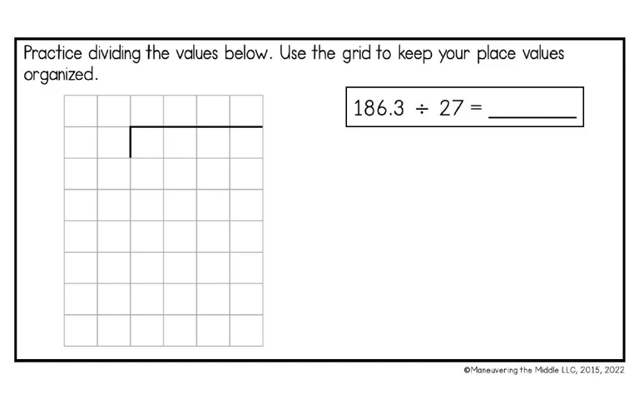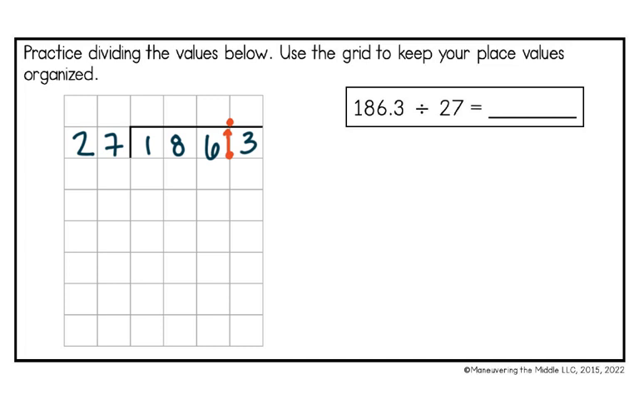Now we have 186.3 divided by 27. I'm going to put 27 on the outside, 186.3 on the inside. Remember to put our decimal, bring it up, and place it in our quotient. Now we can go ahead and divide.